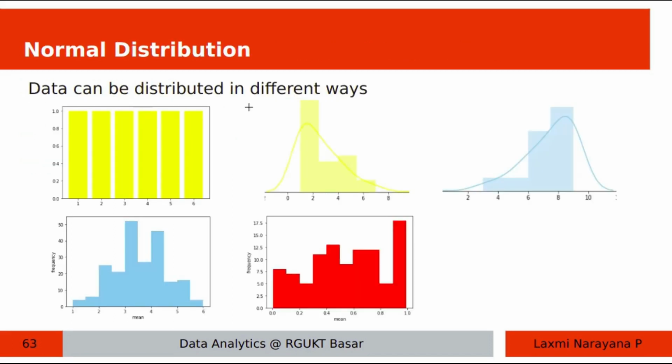Data can be distributed in different ways. See here, data is equally spread. This is called uniform distribution or rectangular distribution. Here, data spread more on the right. Here, it spread more on the left side. Here, data is almost equally spread from the mean. Here it is completely jumbled.